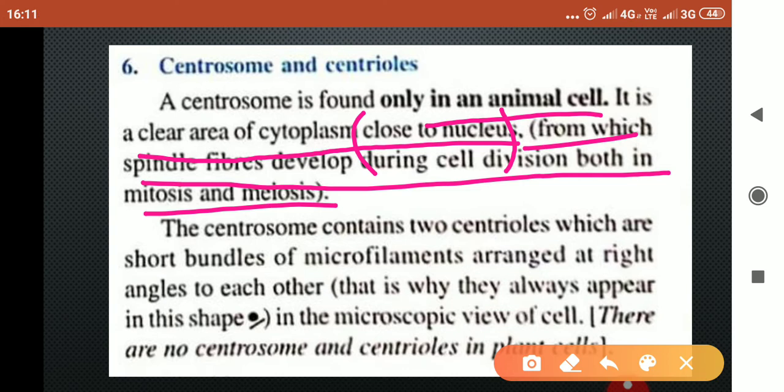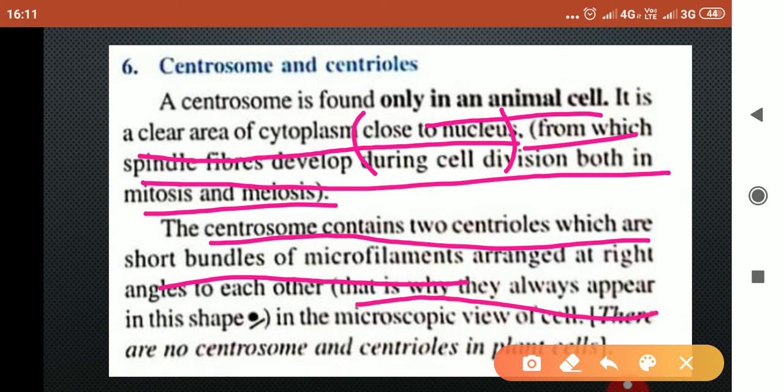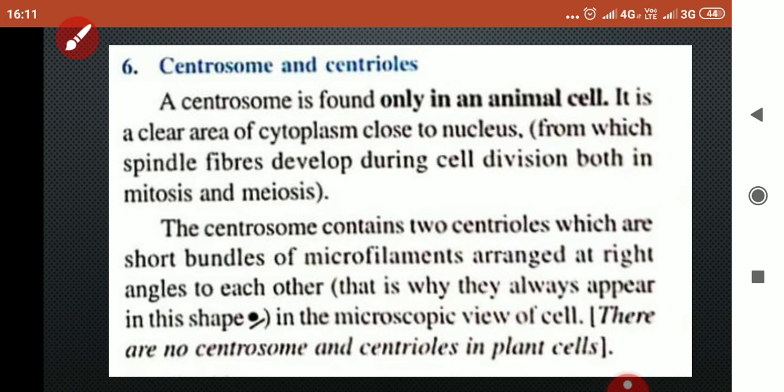Now, the centrosome contains two centrioles which are short bundles of microfilaments arranged at right angles to each other, and that is why they always appear in this shape, like this and this. In the microscopic view of cell, there are no centrosome and centrioles in plant cell. Now children, this microfilament term you have studied the first time. Now I'm going to explain you about microfilament.